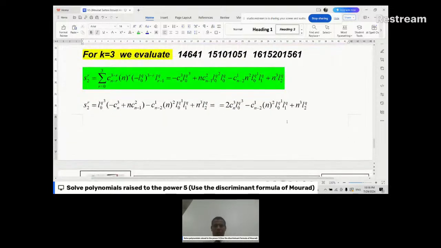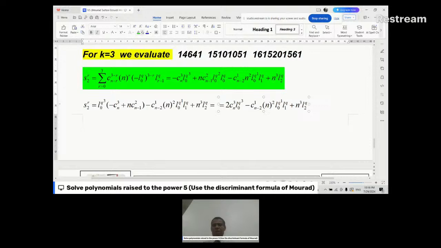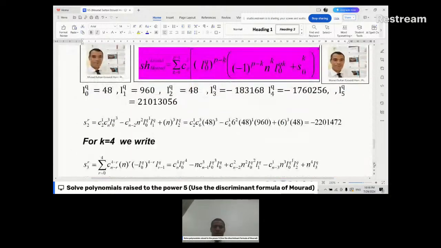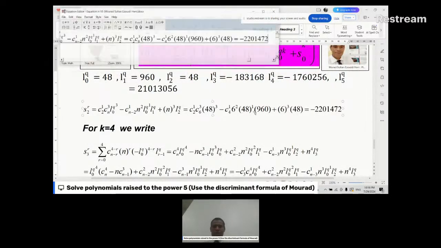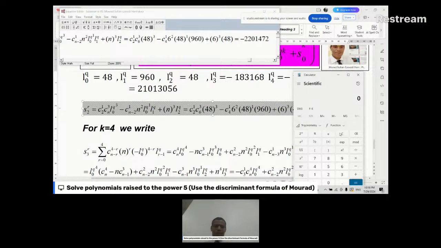To get the value of S2, learners, I'll just focus on this formula, this last one of the discriminant formula of Mourad Sultan Ezouidi. I will calculate the value of it. Here it will be the S2 general formula: 2 combination n choose 3, L0 for the q raised to the power 3, minus combination n minus 2 choose 1, n squared times L0 for the q times L1, plus n cubed times L2. I will just use my calculator to find the value of this.